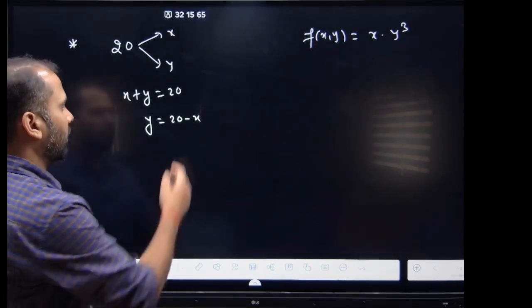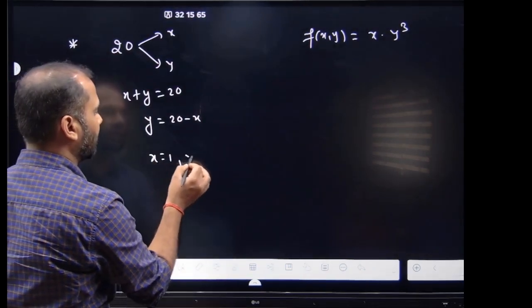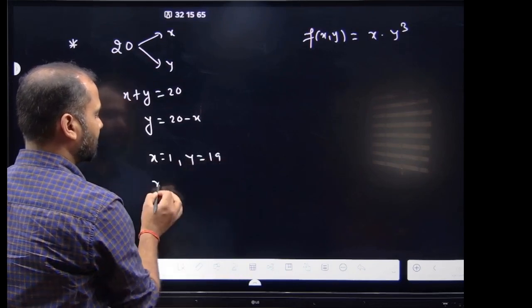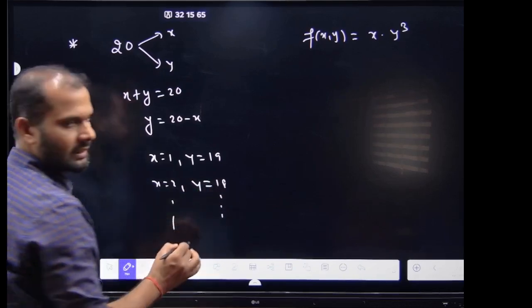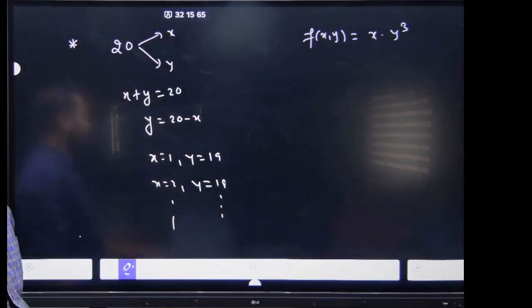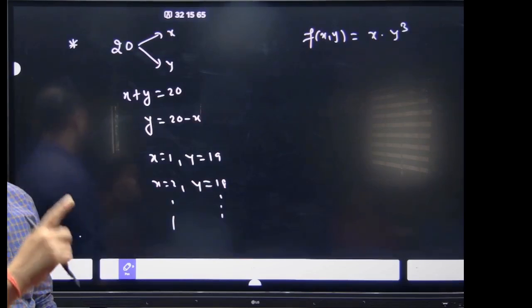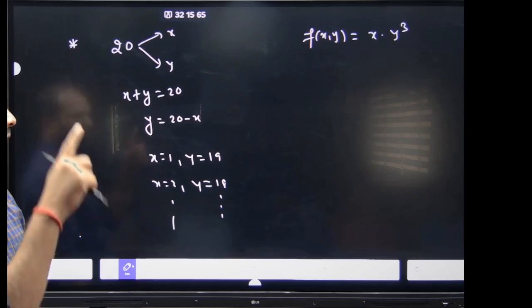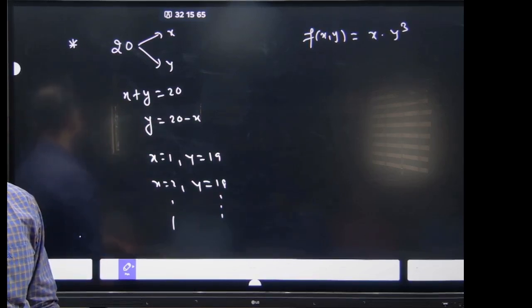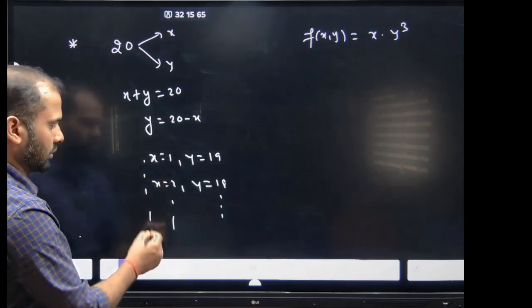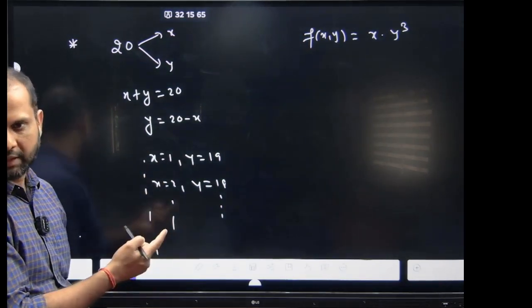Understood? So from here I can say x is equal to 1, then y will be 19, x is equal to 2, then y will be 18, different values will be there, right. Which value will be maximum of that particular quantity, 1 into 19 cube, 2 into 18 cube, 3 into something. So which one is maximum, which one is minimum, which combination I should choose, right. That is the question. Are you getting?